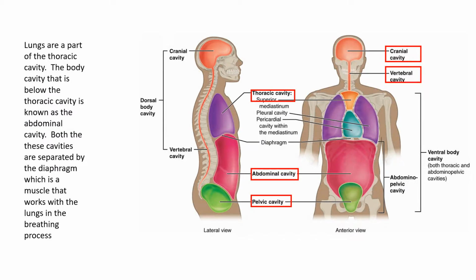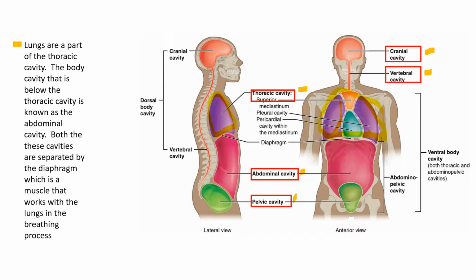Okay, so this just talks about some of the major cavities. Cavities just kind of simply means a hole. All right. So basically right here, as you see here, the lungs are part of the thoracic cavity. So this is the thoracic cavity. And that's where the lungs are. So it's kind of showing it right here, this area in purple. Actually, I'm sorry, this whole area, thoracic cavity.